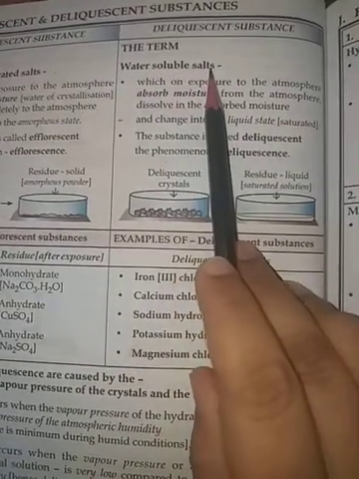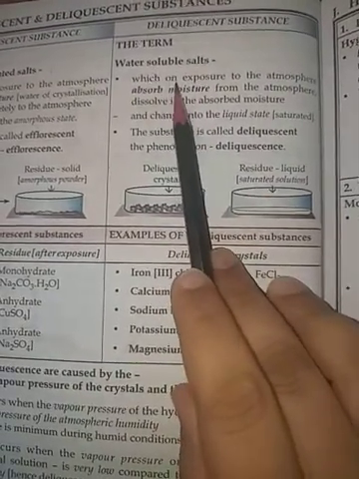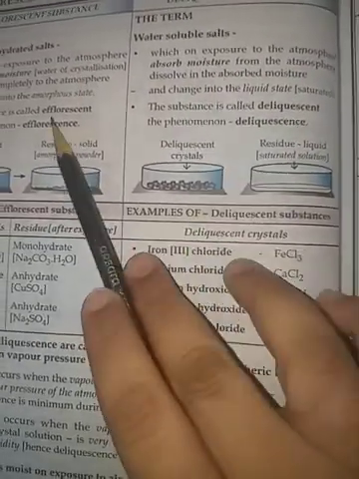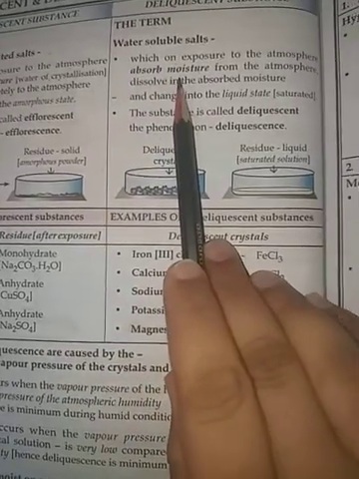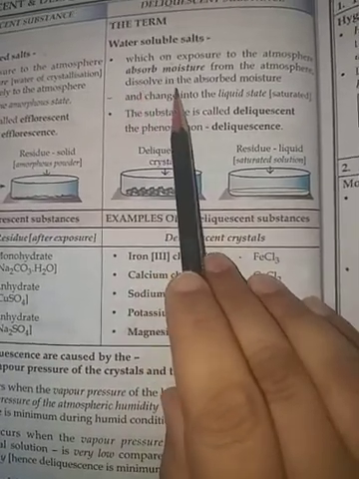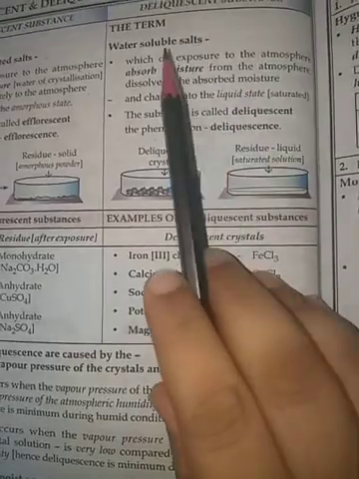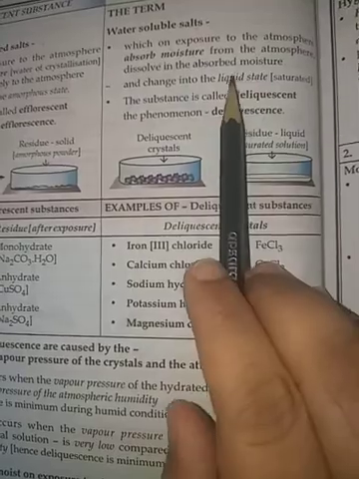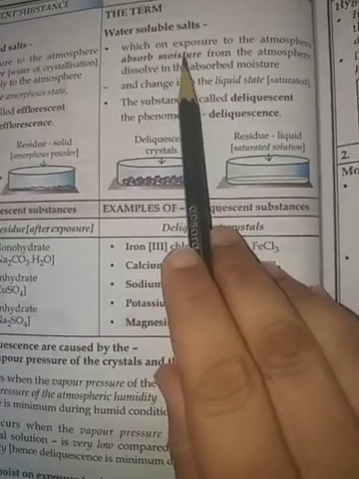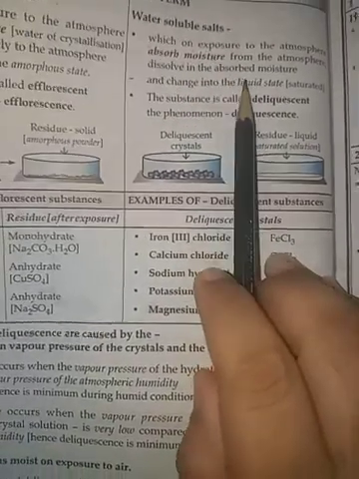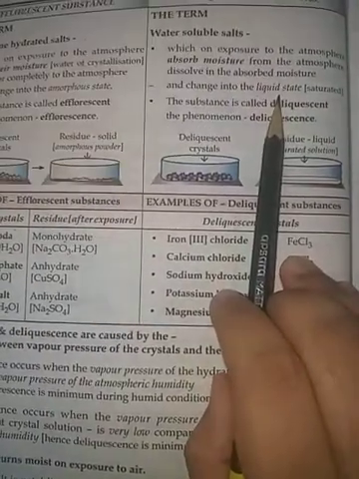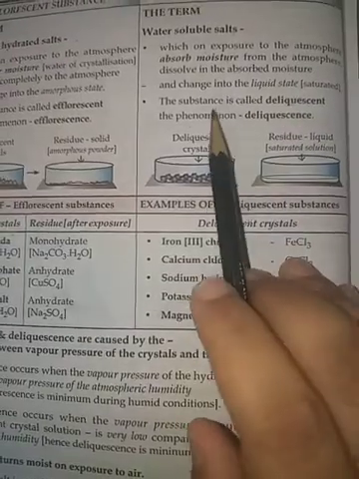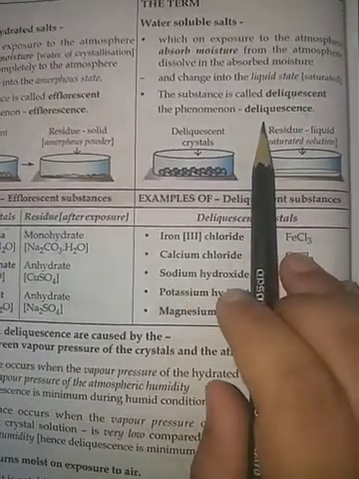These are water soluble salts. When on exposure to the atmosphere they absorb moisture. See, opposites are there. It absorbs moisture from the atmosphere and dissolves in the absorbed moisture. They absorb moisture from the atmosphere and change into a liquid state. Whatever moisture they absorb, they get dissolved in that moisture and change their state. And the substance is called deliquescent, and the process is called deliquescence.